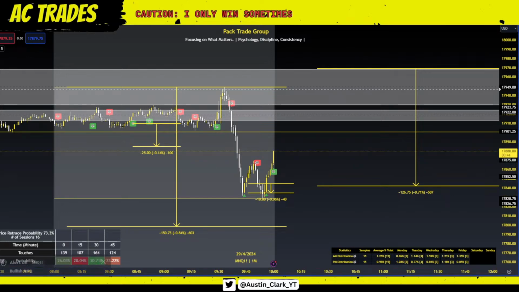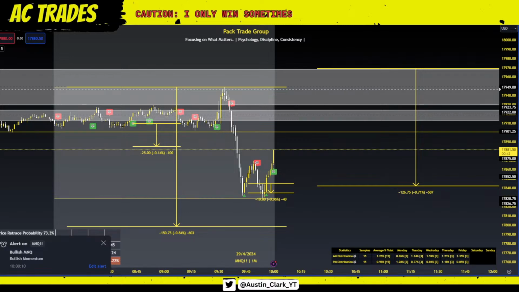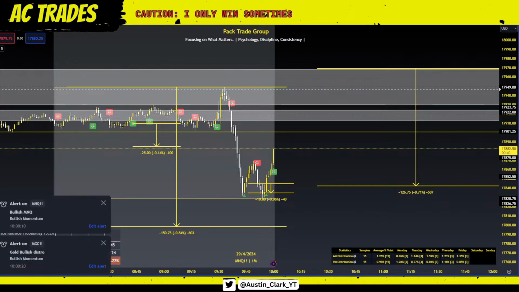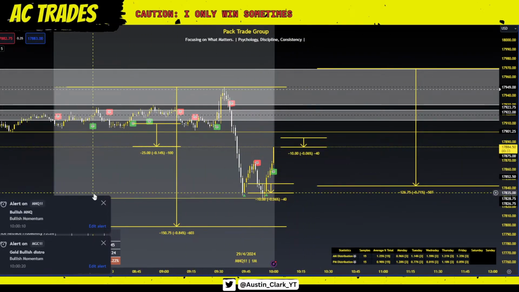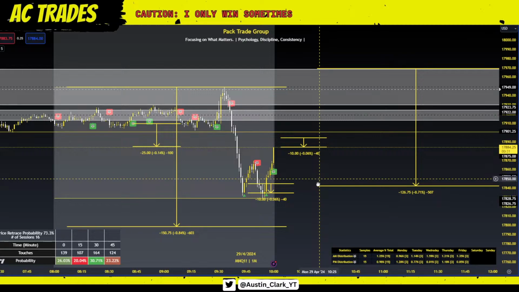Last green wolf on gold distro. I am not sure, Robert. I haven't been trading gold yet today. Got a bullish distribution coming in queue.